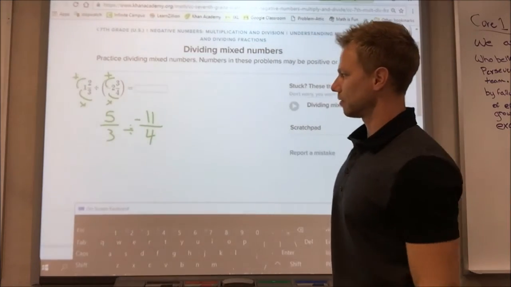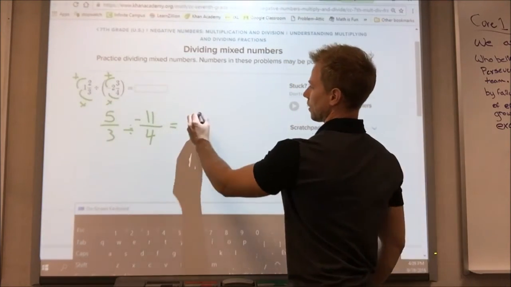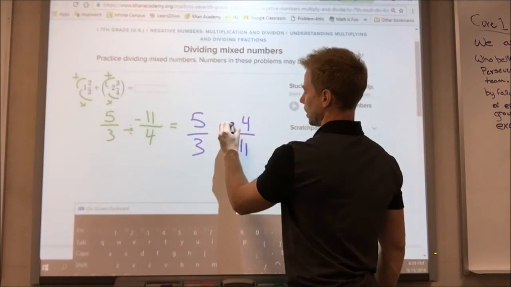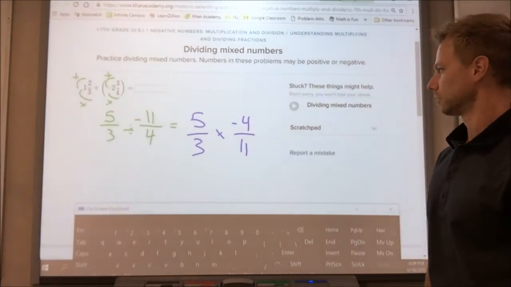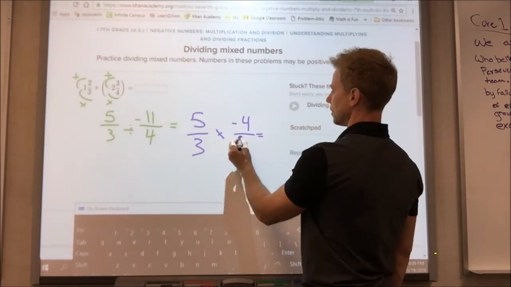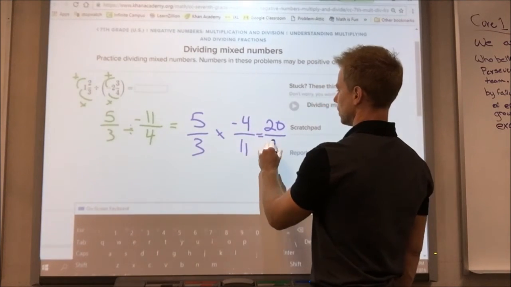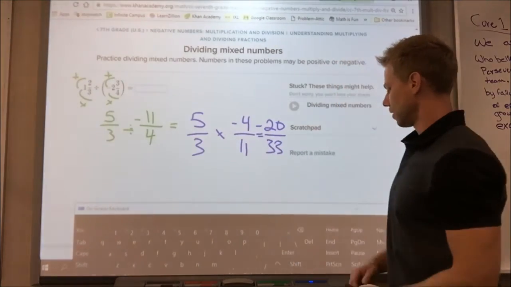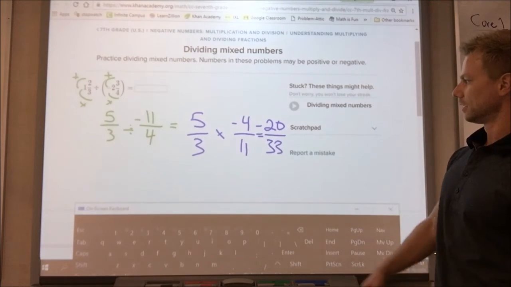Again, we don't divide fractions, so we need to KFC. Keep the first fraction, flip the second fraction, and change division to multiplication. See if there's anything I can reduce, which there's not. So I multiply. 5 times 4 is 20. 3 times 11 is 33. Positive and negative turns out to be a negative when we multiply or divide.